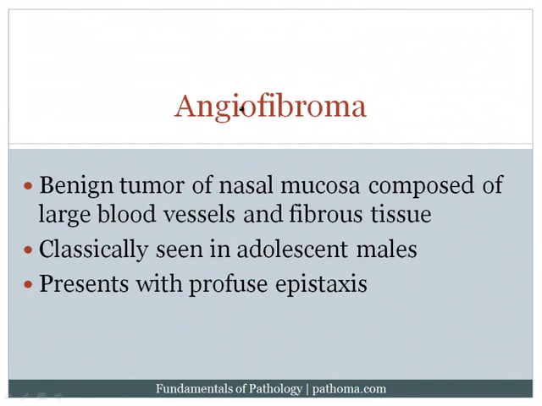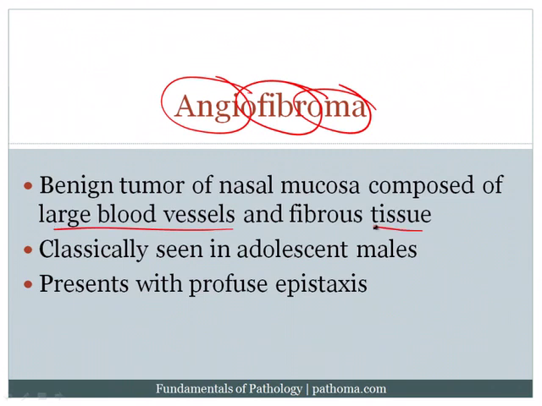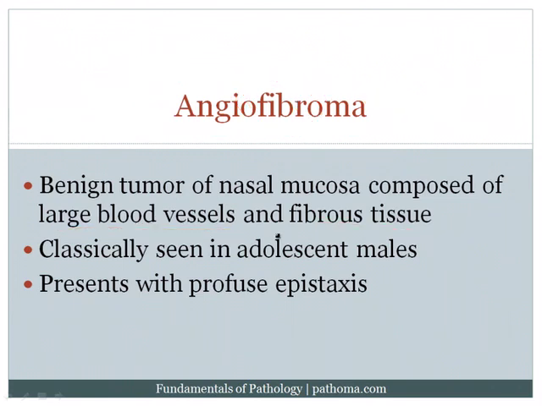The next disorder is angiofibroma. Angio means blood vessel, fibro means fibrous tissue, and of course oma means mass. So this is a benign tumor of the nasal mucosa comprised of blood vessels and fibrous tissue. Again, the name gives it away. Now, one important thing, and very high yield, it's only seen in adolescent males. That's the classic demographic. It is very, very rare in a female. So for your purposes, it's basically a tumor of adolescent males.